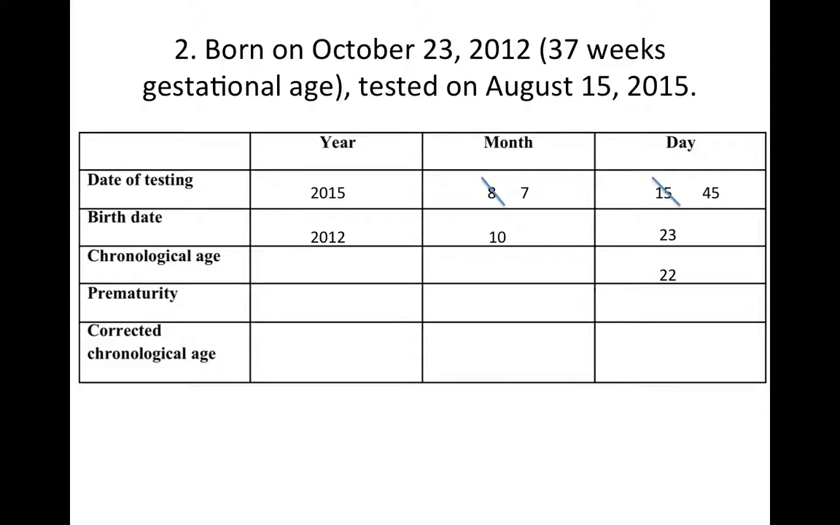And then you go over to the months, and you can't subtract 7 by 10, so you have to borrow from the year, and then add 12 months onto 7, which is 19. And then you get 9 months, and then you can subtract 2014 minus 2012 to get 2 years. So your chronological age is 2 years, 9 months, 22 days. And you do not calculate for prematurity after 36 weeks gestation, so you do not need to calculate for a corrected age on this question.